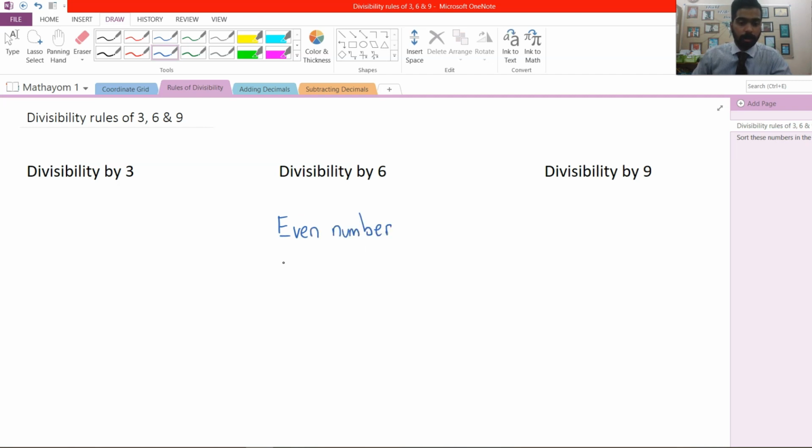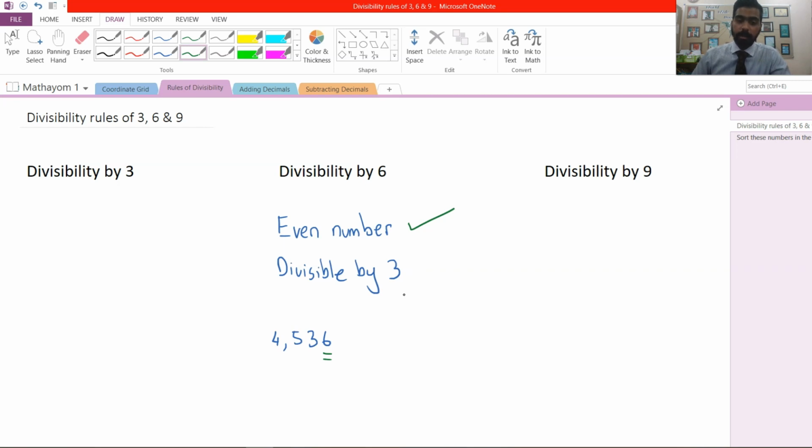And it also must be divisible by 3. So let's say I have a 4-digit number, 4,536. Now, by the ending of the number, we know that it is an even number, right? So, one of it is a tick mark.